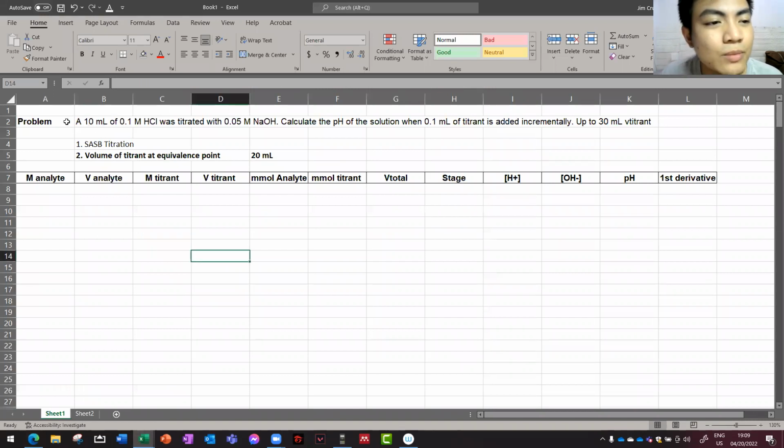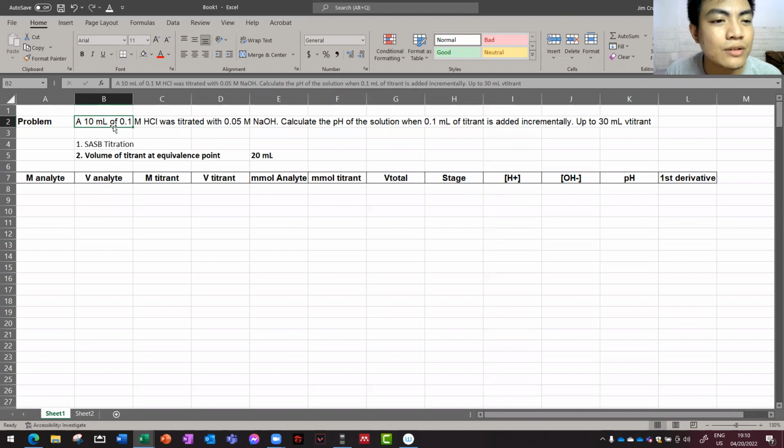So this is a demo problem. I have 10 ml of 0.1 molar HCl titrated with 0.05 molar NaOH. Calculate the pH of the solution when 0.1 ml of the titrant is added incrementally up to 30 ml volume of titrant. Okay. So first, you have to identify muna what kind of titration you are doing.